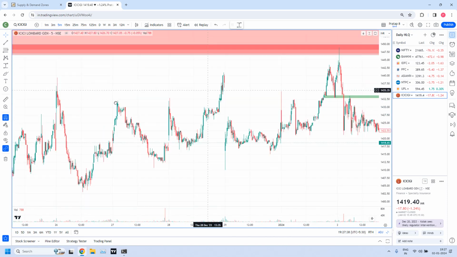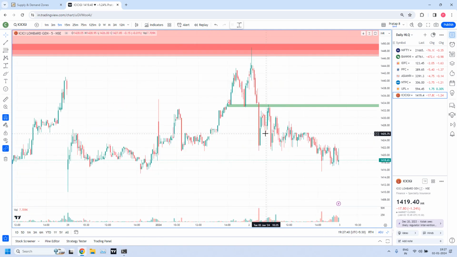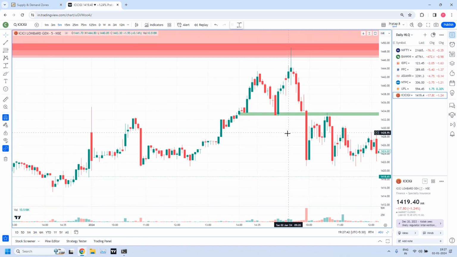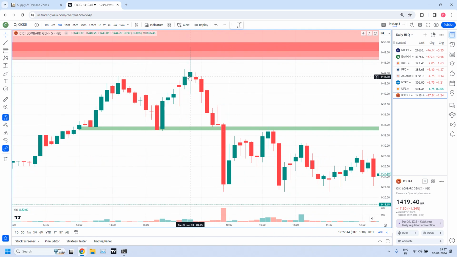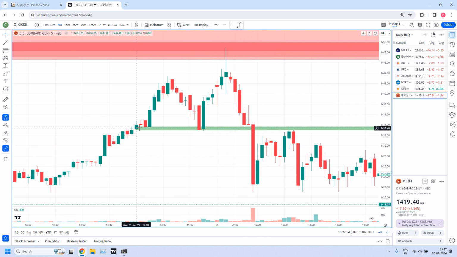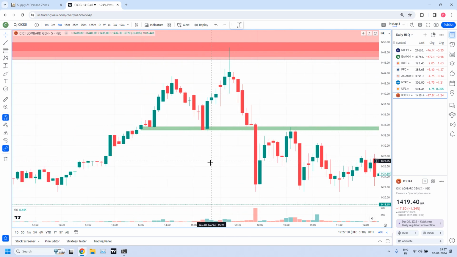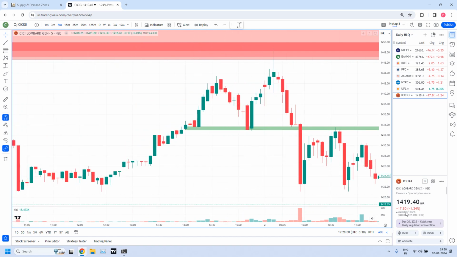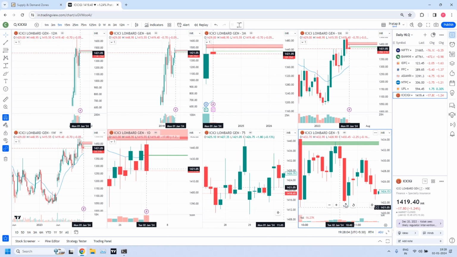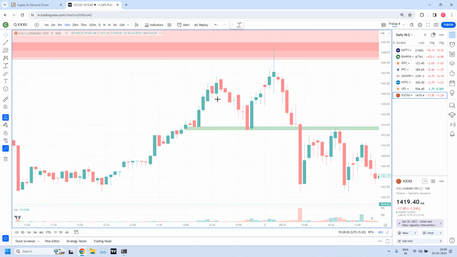See what happened today. At the 9:25 candle, it reached the 5-minute supply zone. See how prices went down. But here we identified a 15-minute zone, so we have to exit. Let me show you the 15-minute time frame.